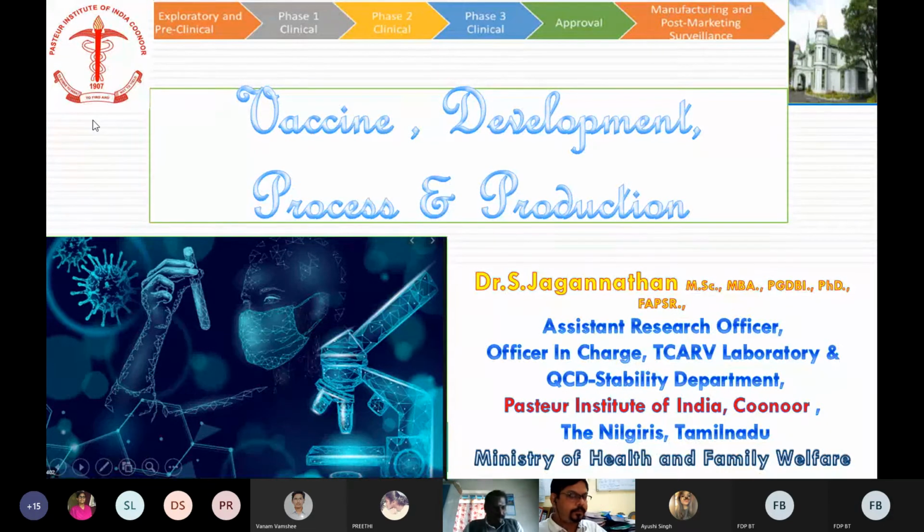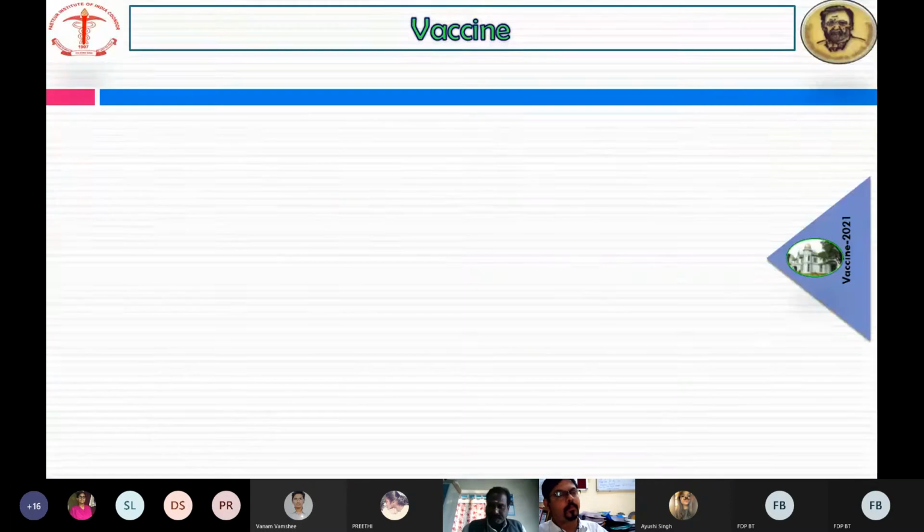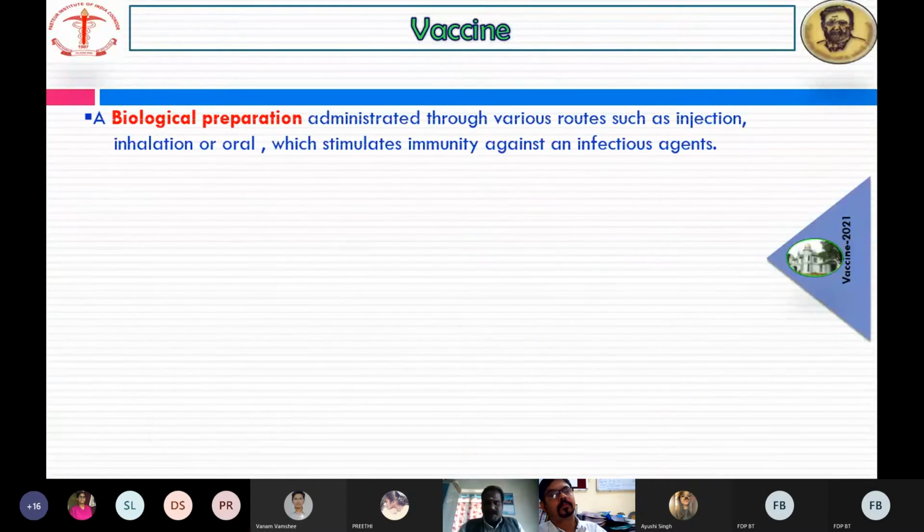The Pasteur Institute is one of the leading institutes for vaccine production, especially the DPT group of vaccines and the rabies vaccine. It is a heritage structure. At the top, you should have seen the different phases involved in vaccine development: exploratory and preclinical, phase 1 clinical, phase 2 clinical, phase 3 clinical, then approval, and finally manufacturing and post-marketing.